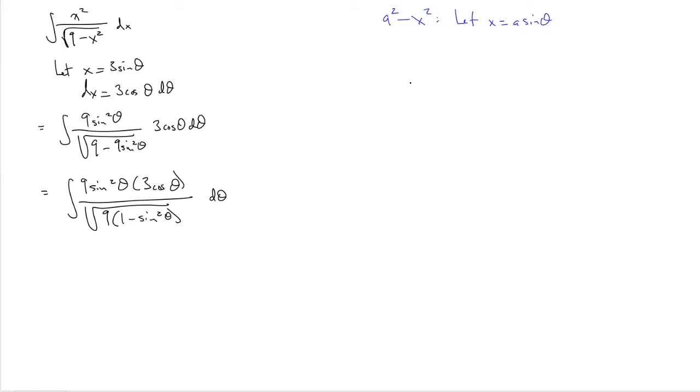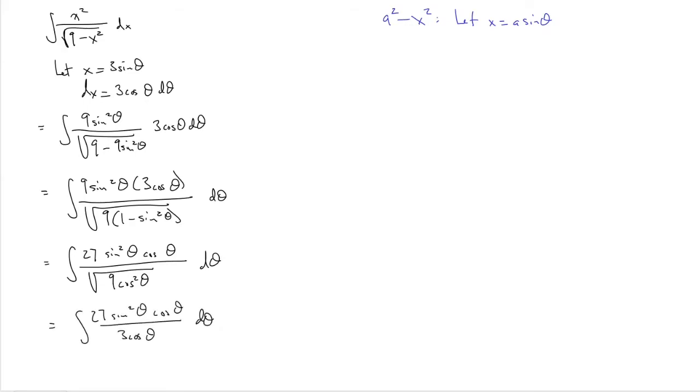And now we can take advantage of why we went to all this trouble. 1 minus sine squared theta is cosine squared theta. And we're now in good shape to take the square root in the denominator. And then we can do a little simplifying. And we end up with 9 times the integral of sine squared theta d theta.